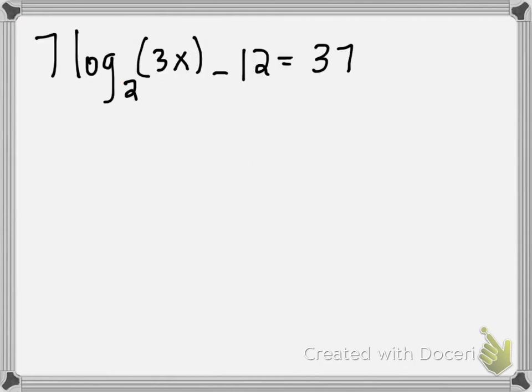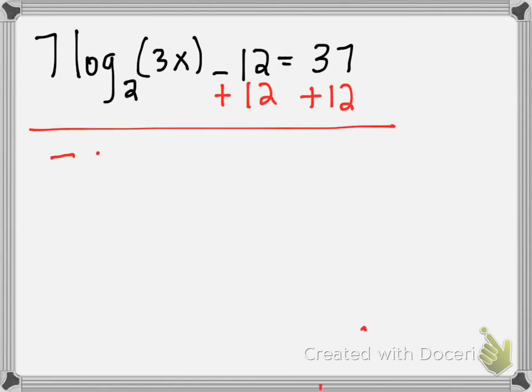Now with this problem, that minus 12 is not inside the parentheses. It's not with 3x, so we can't consider it a part of the logarithm. So here what we're going to do is get log base 2 of 3x on one side and everything else on the other. So the first thing we need to do is add 12 to both sides.